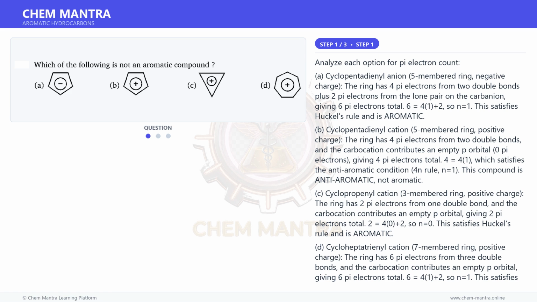D. Cycloheptatrienyl cation, 7-membered ring, positive charge. The ring has 6 pi electrons from 3 double bonds, and the carbocation contributes an empty p orbital, giving 6 pi electrons total. 6 is equal to 4n plus 2, so n is equal to 1. This satisfies Huckel's rule and is aromatic.